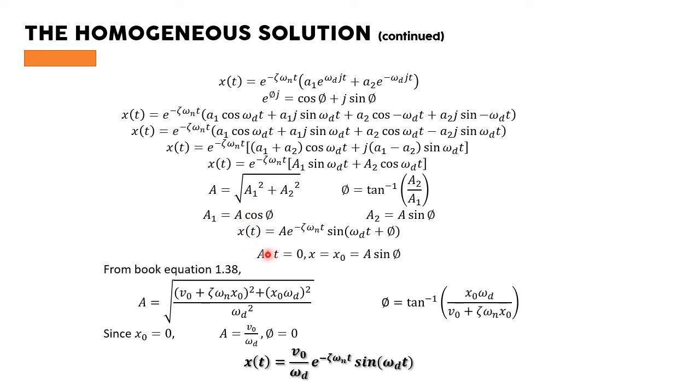Further moving on to the boundary conditions, we assume that at time t = 0, our car is at a certain distance x naught, which is given by A sin φ.